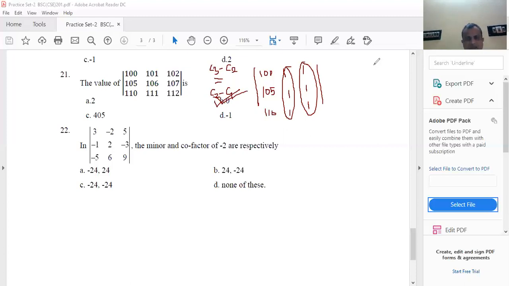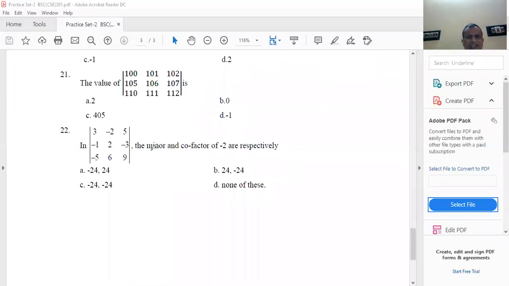That is the last question. In this, find the minor and the cofactor of minus 2 respectively. It means we are asked to find the minor and cofactor of the element minus 2.